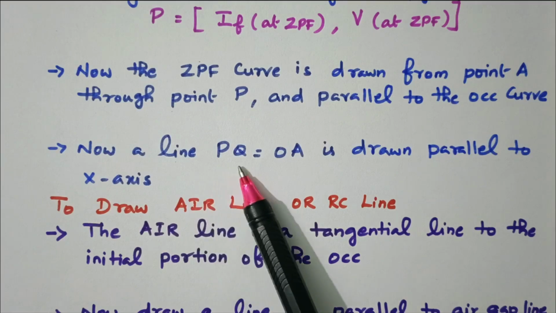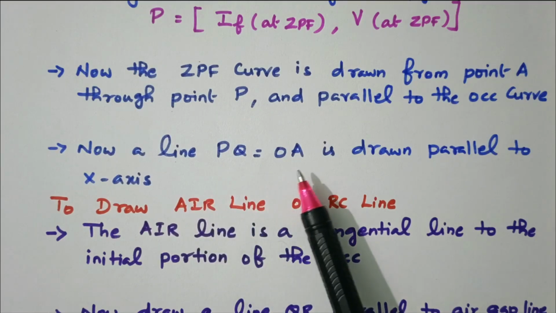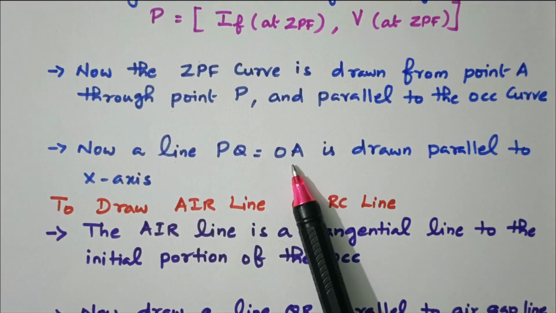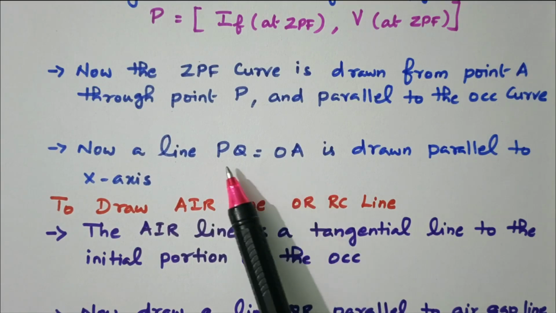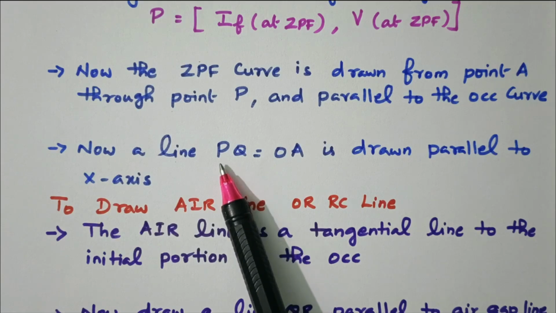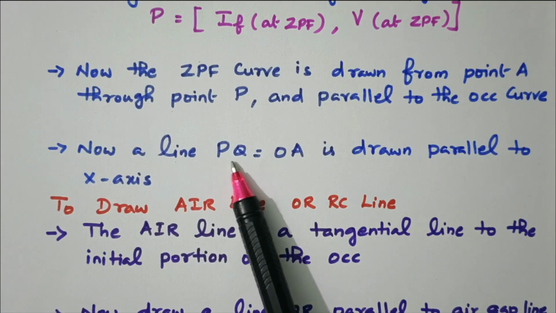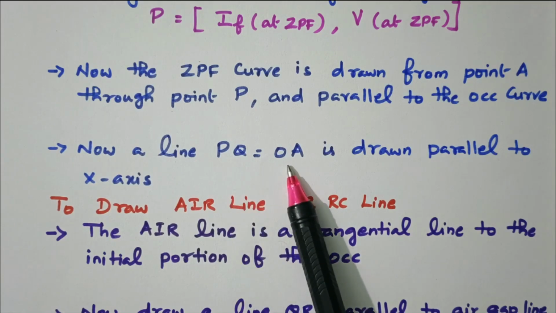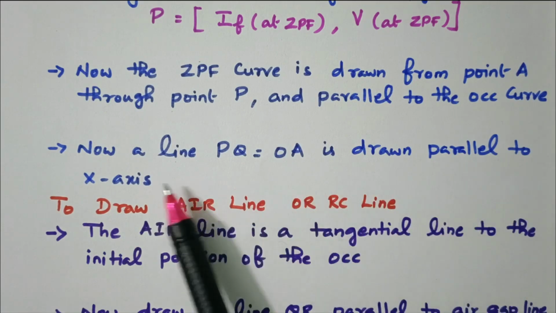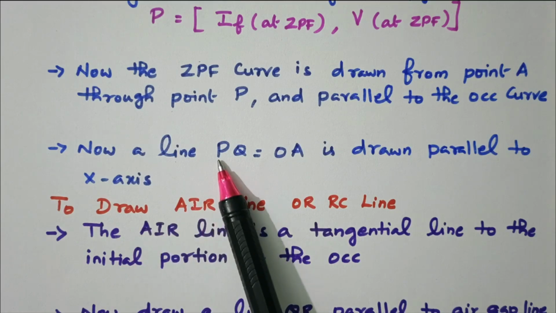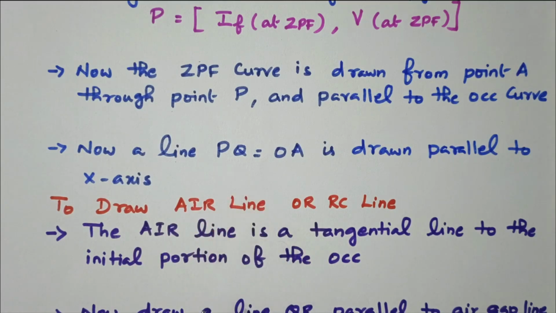Now draw a line PQ equal to OA. Already the value of OA we know. Equal to OA we have to draw PQ. P is already available, so you have to draw PQ. The PQ value is equal to OA, and it is parallel to the x-axis. So now we got the line PQ also.